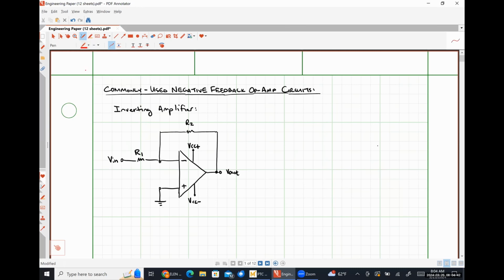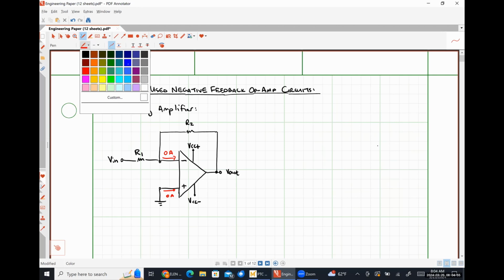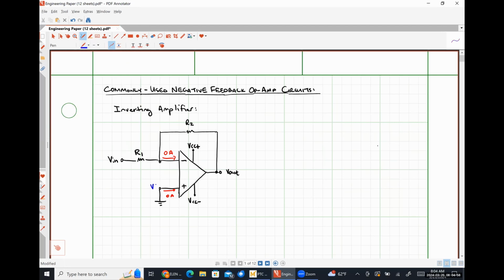So with that being said, our first ideal op-amp rule tells us that there can be no current flowing into or out of our input terminals. So we know that both of these currents are 0 amps. The voltage present at the non-inverting input terminal we can see is 0 volts by inspection, which means the voltage present at the inverting input terminal must also be 0 volts because of ideal op-amp rule number 2.